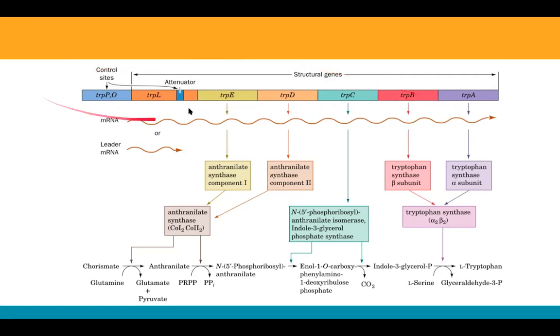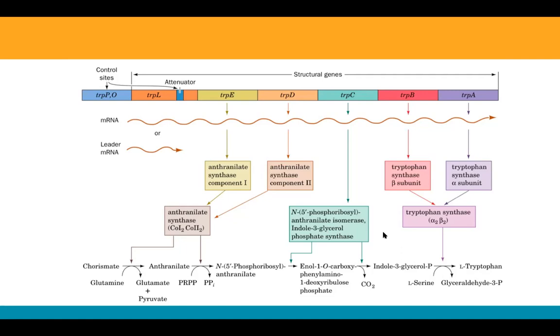LEDCBA. The trpE gene codes for anthranilate synthase component 1. For trpD, it codes for anthranilate synthase component 2. For trpC, it codes for the N-(5'-phosphoribosyl)anthranilate isomerase indole-3-glycerol phosphate synthase. For trpB, it codes for tryptophan synthase beta subunit. For trpA, it codes for tryptophan synthase alpha subunit.